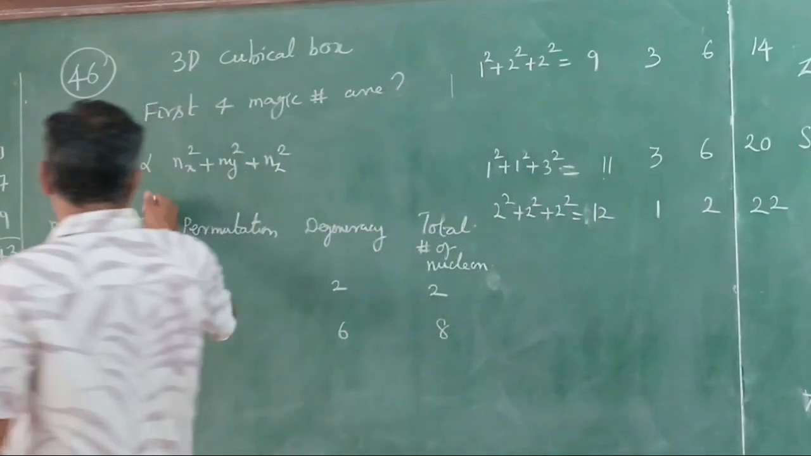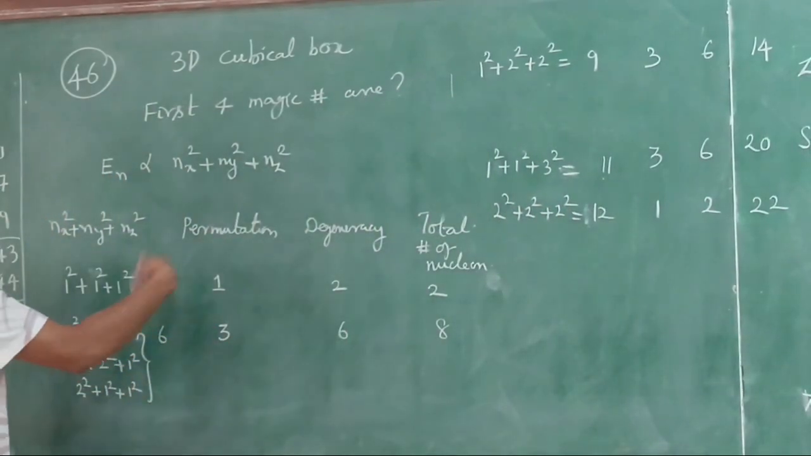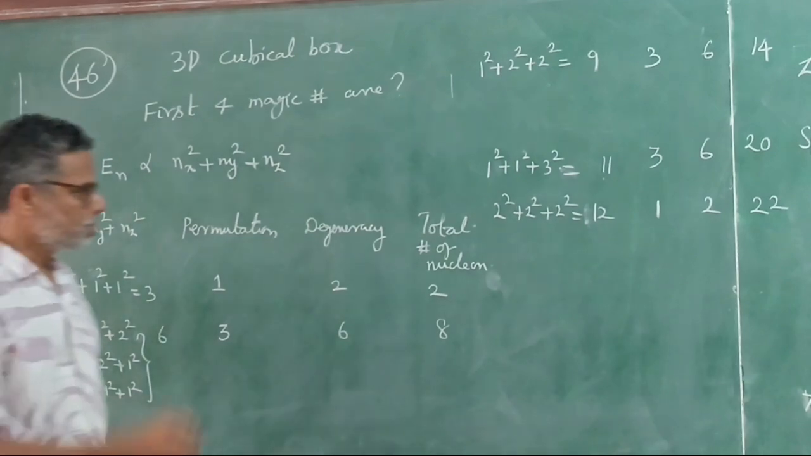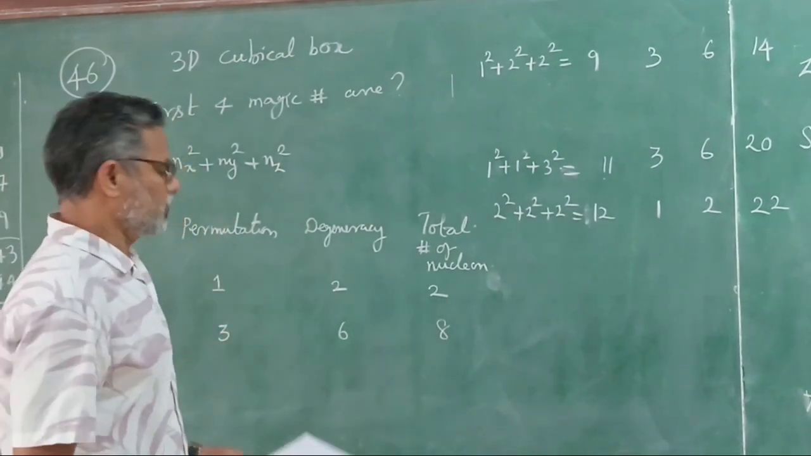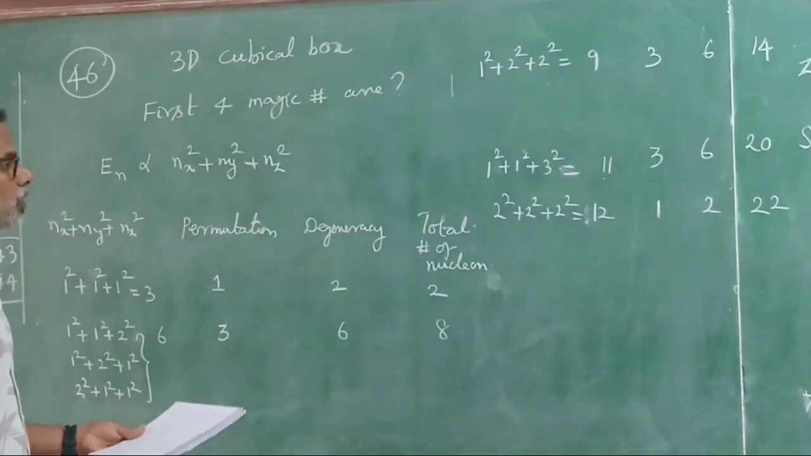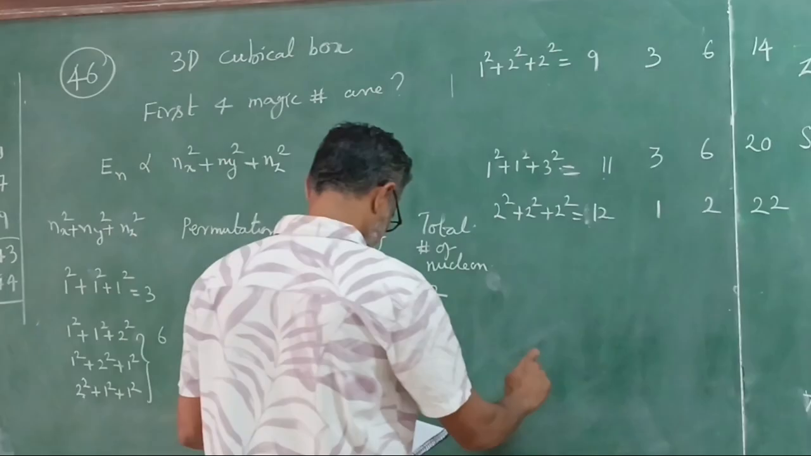So how is this changing? That depends on the total energy. Depending on the degeneracy, your numbers also will change. Okay, that's it. So therefore, from the given options, you have 2, 8, 14, 20.